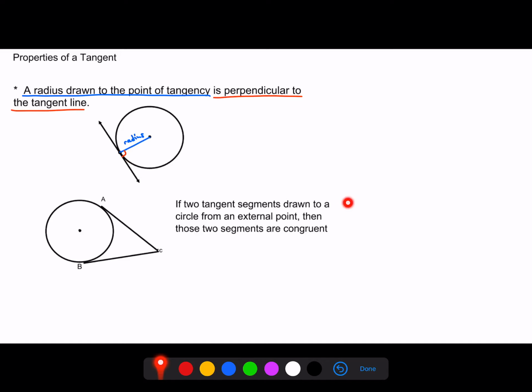If two tangent segments are drawn to a circle from an external point, then those two segments are congruent. So, as we can see, I have this single point out here, point C, and if it's tangent on both sides, point A is a point of tangency as well as point B, then these two segments, AC and BC, are congruent to each other. That's all it's stating.